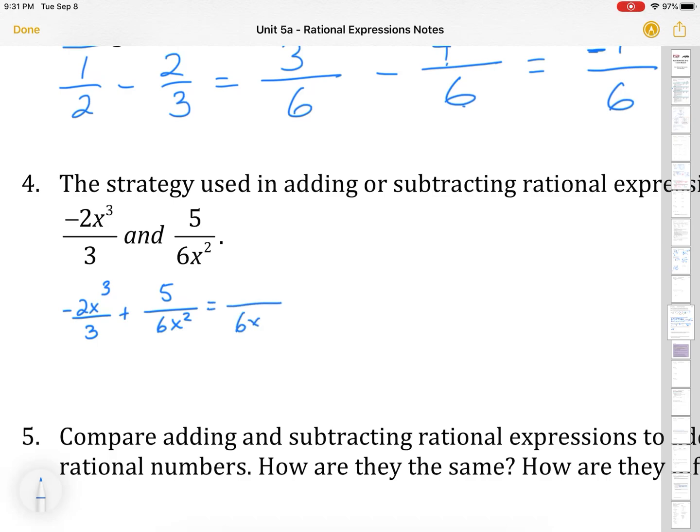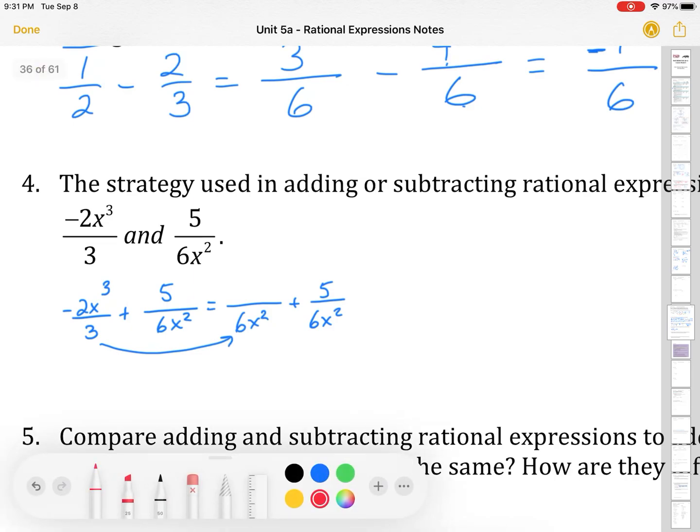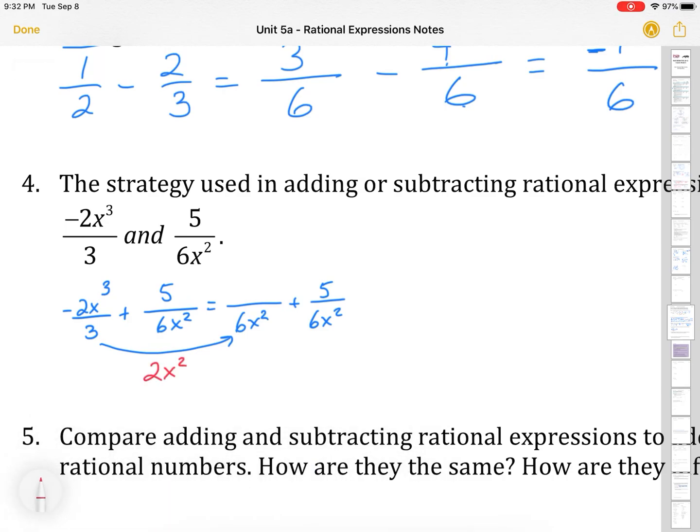And the nice thing about that is it means we don't have to change one of our fractions. The second one stays the same because all I've done is kept the same denominator. And then I just basically ask myself, what did I multiply 3 by to get 6x squared? Well, to get the 6, I multiplied it by 2. And to get the x squared, I multiplied it by x squared. So that's what I have to multiply the negative 2x to the 3 by. So I multiply that. Negative 2 times 2 is negative 4. X to the 3 times x to the 2 is x to the 5.